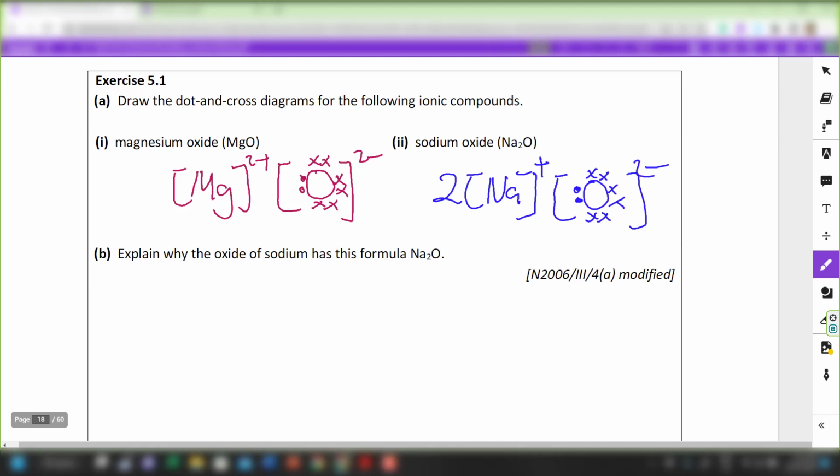This is usually followed by a part B. Explain why the oxide of sodium has this formula Na2O. This should be relatively straightforward. Why is it Na2O?